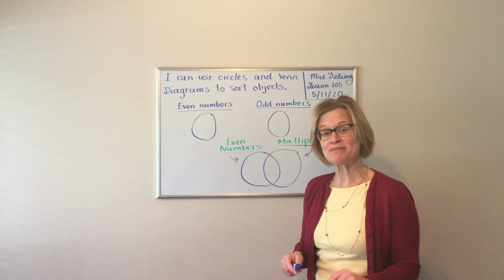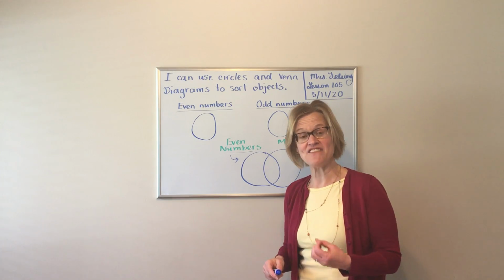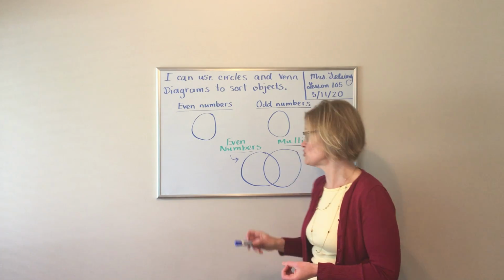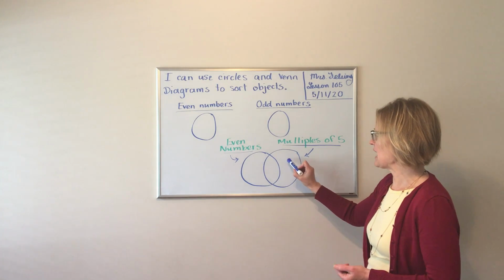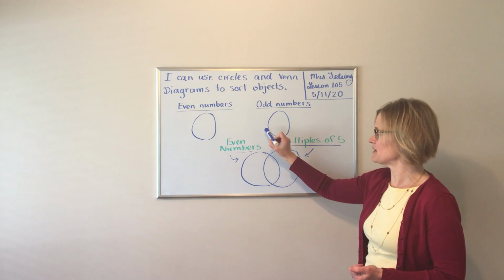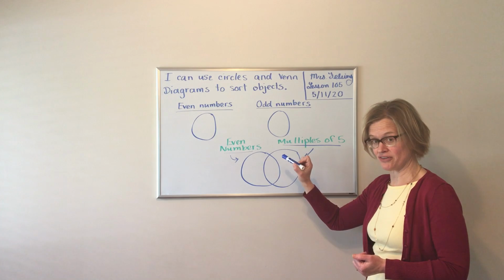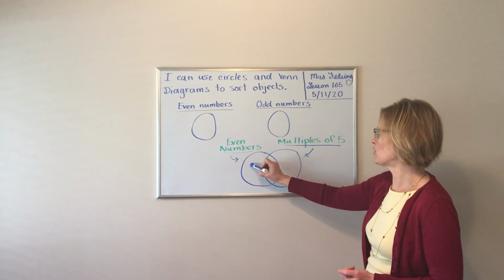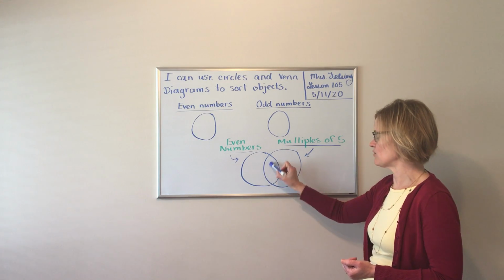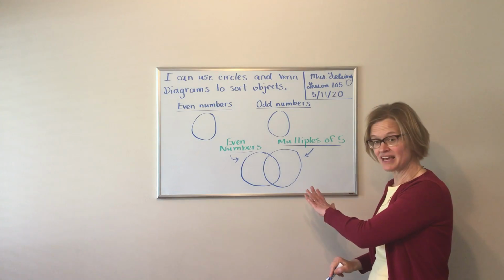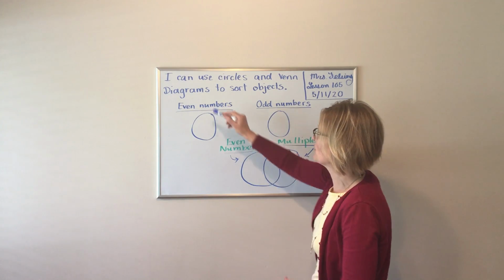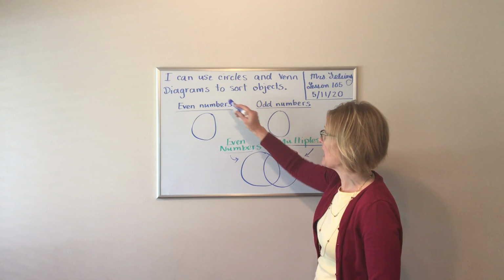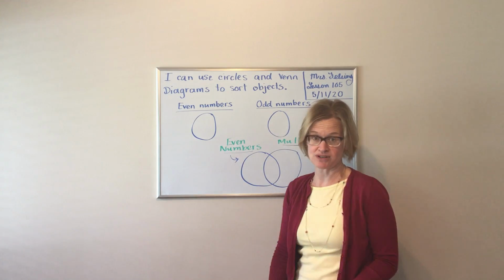But we're also going to use something called a Venn diagram. A Venn diagram consists of two circles, and rather than just having them separate, they overlap with each other. And then we're going to see the purpose of having this section that overlaps. We'll get to that, but first of all, let's go with our first objective today. How do we use circles to sort?